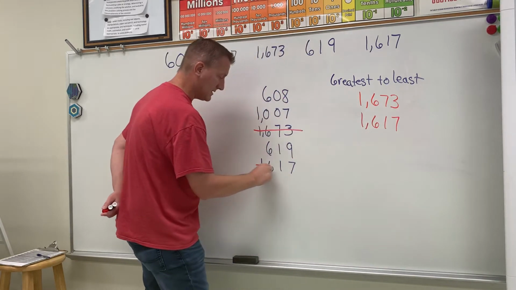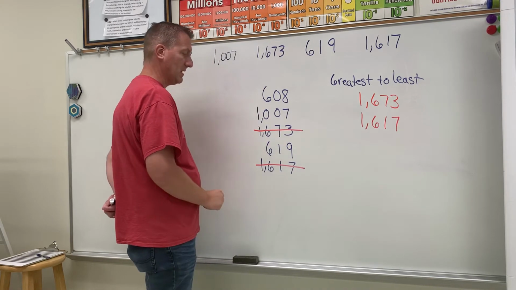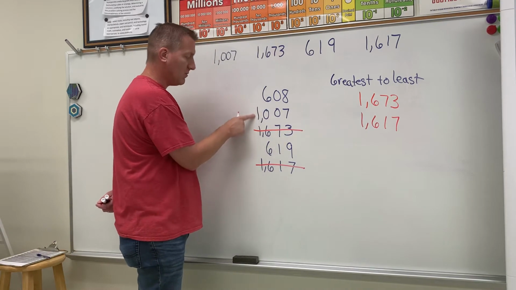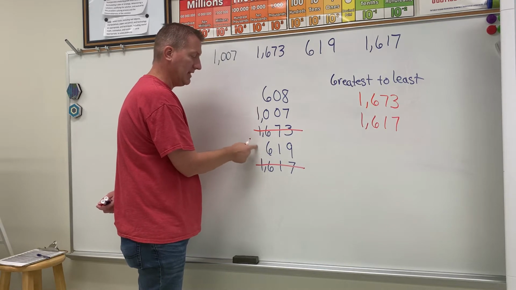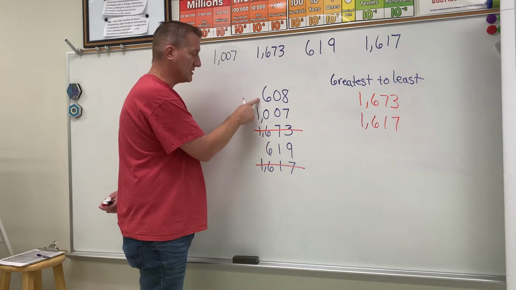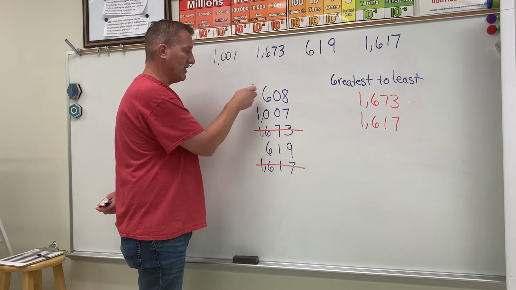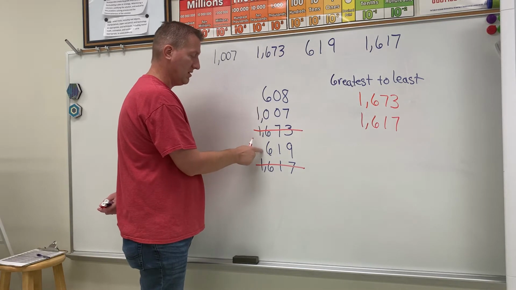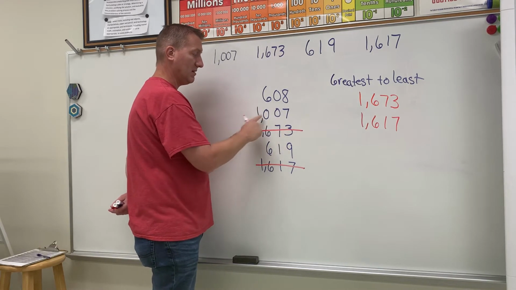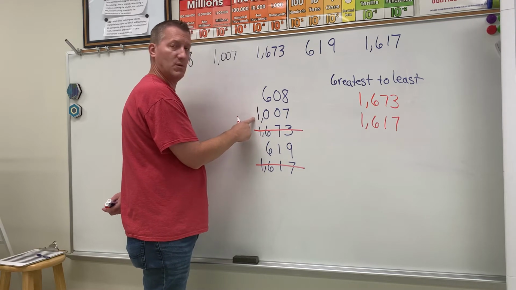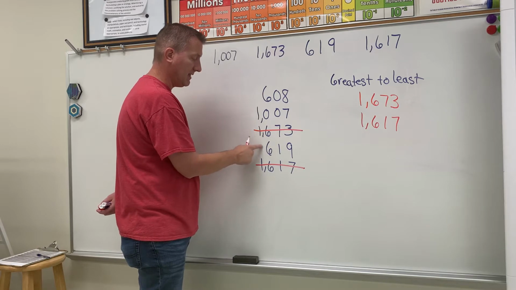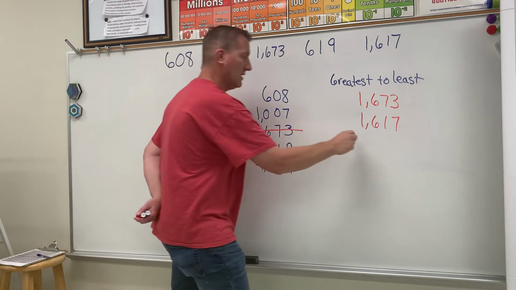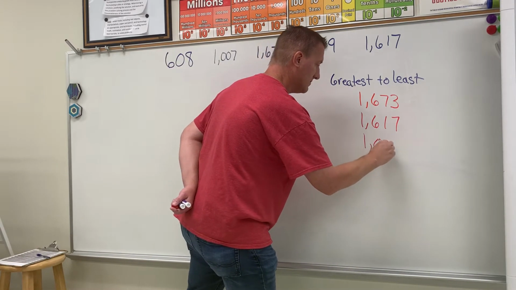This one's next, okay? And then this one, because these two don't have any digit in the thousands place, a 1 is more than 0 here. So this number would be next, because a 1 is more than nothing that they have here. So this one comes next.